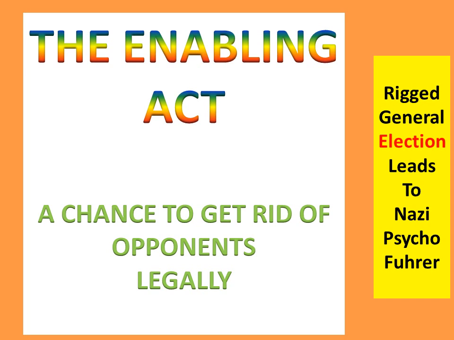So now if you look on the right, we're on to the Reichstag Fire, General Election, E. The E stands for the Enabling Act. This is in beautiful rainbow colours because it is the most important event that secures Hitler's power for him. Without the Enabling Act, Hitler would not be able to do such outrageous things that he then goes on to do in 1934 legally. So as you can see, it says the Enabling Act is a chance to get rid of opponents legally.